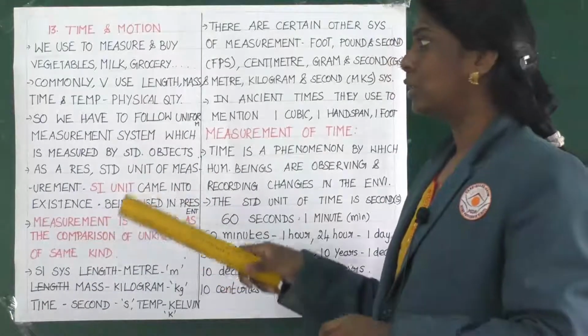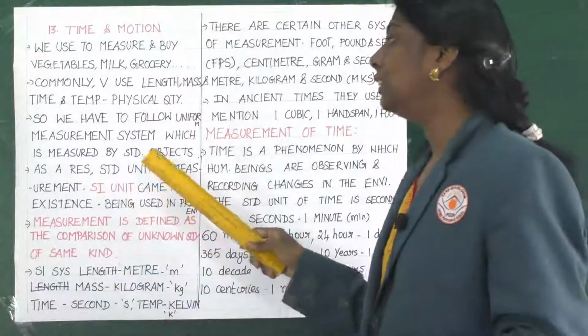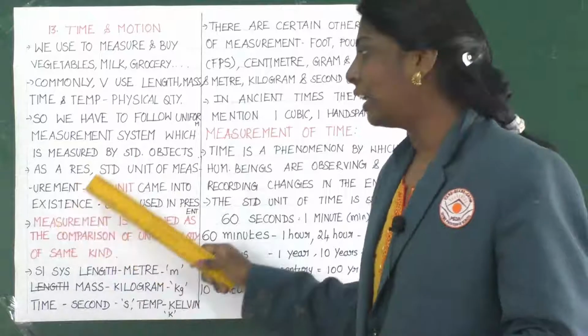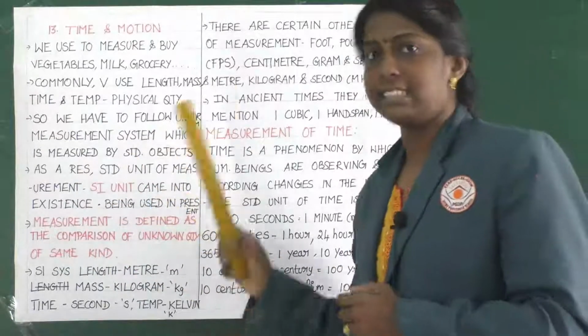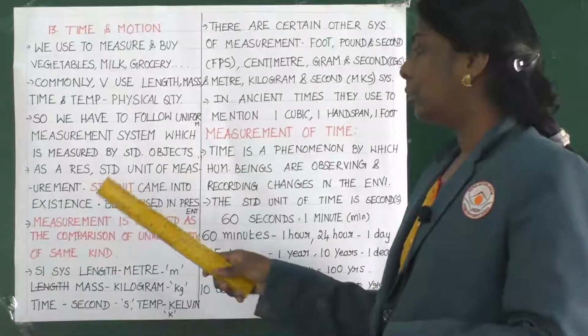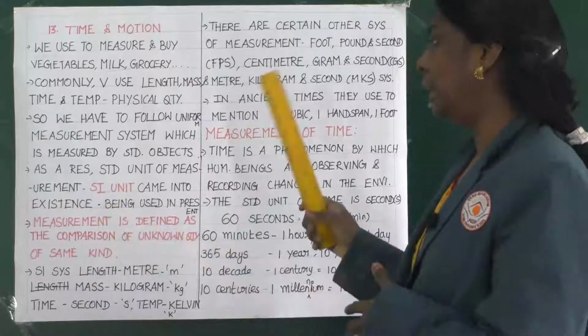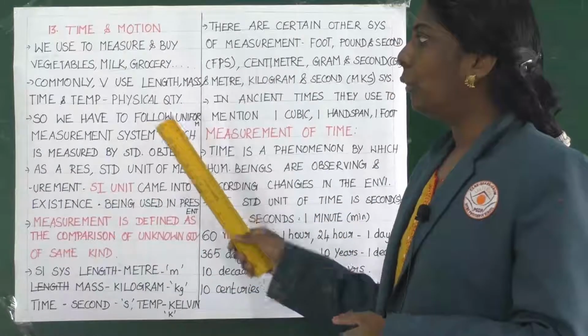As a result, since there is a need, the standard unit of measurement, that is in short SI unit, came into existence. Clear? And this SI unit is used in the present time. Clear? So we are measuring.